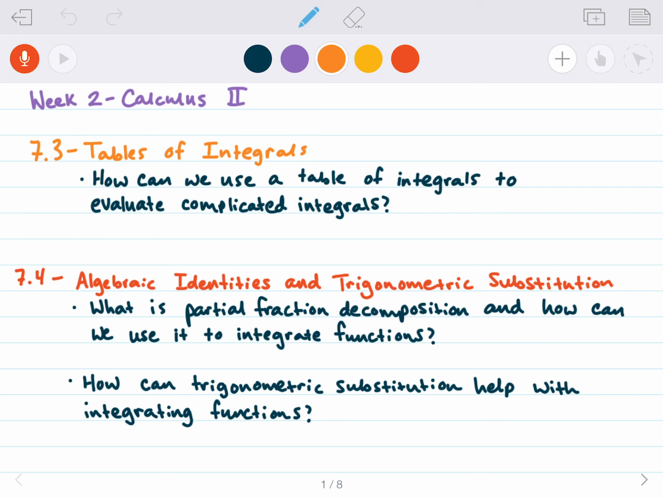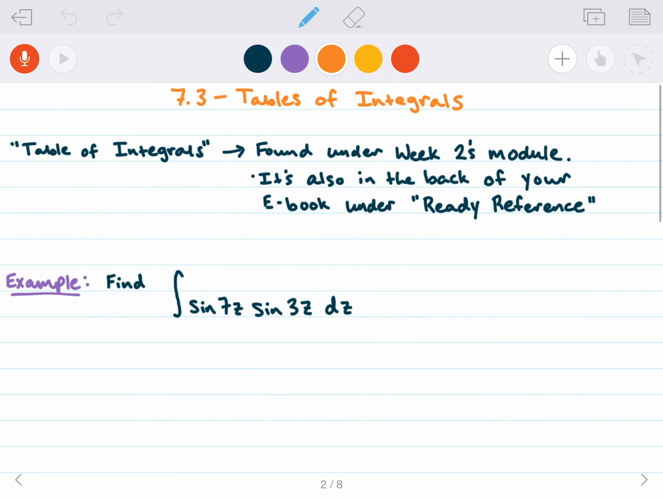For this section you are going to need a table of integrals. It's going to be found in the ebook under Ready Reference, or it's going to be where you found this video, under the video page. You should see the table of integrals there. So I would definitely put that off to the side and look at it while we're doing these examples, because I'm going to be using that for pretty much all of these.